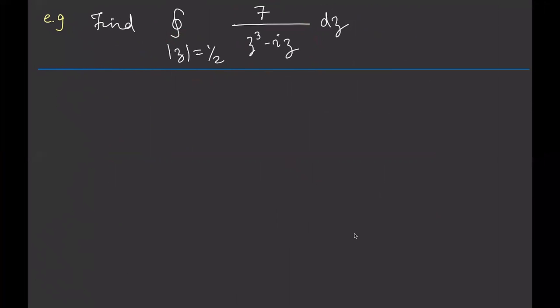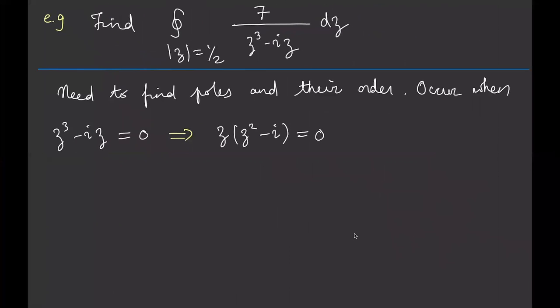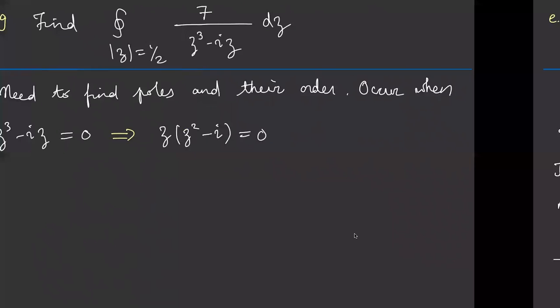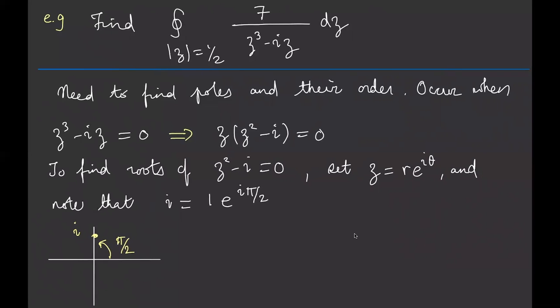Okay, so how do we tackle this? We need to know the residues of this function. So what you need to do first is find the poles of the function and then calculate the residues at those points. Poles occur when the function loses analyticity, and in our context, it's whenever you're dividing by zero. So they occur when z cubed minus iz equals 0. It occurs at z values given by this, and we can quickly see that z equals 0 is a point.